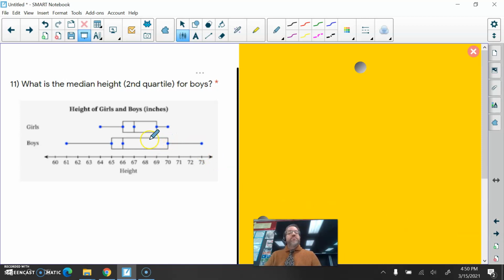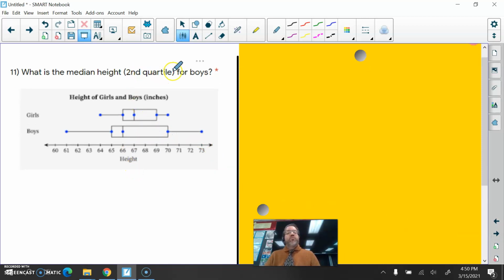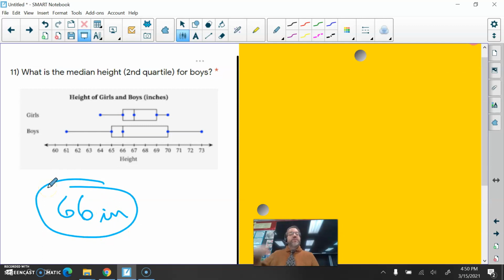Number 11, what is the median height or the second quartile for boys? Be careful because we have two box and whisker plots here. The top one is girls, the bottom one is boys. The median height for boys, the second quartile for boys, is the line that's inside of the box. This is your second quartile at 66. All right, and these are in inches. So 66 inches is my answer here. The median height or second quartile for boys is 66 inches.